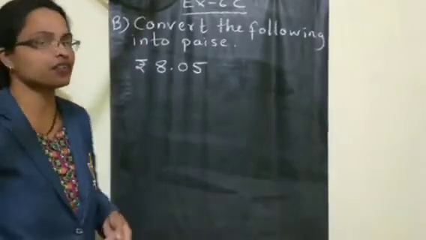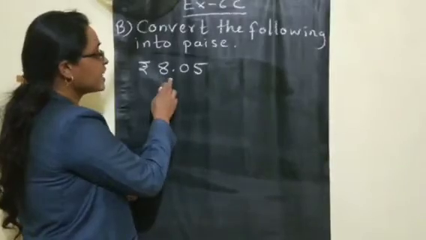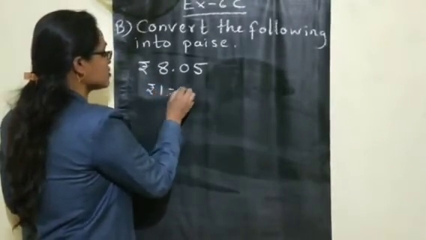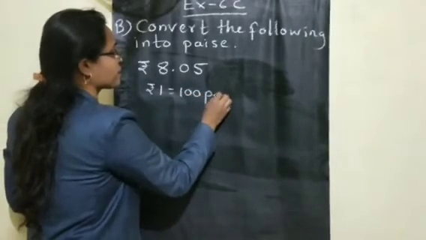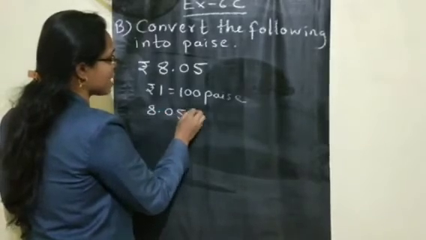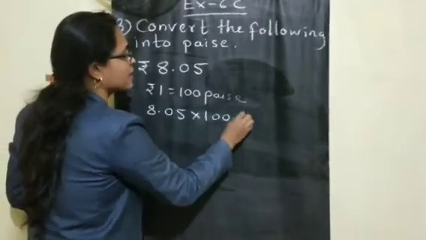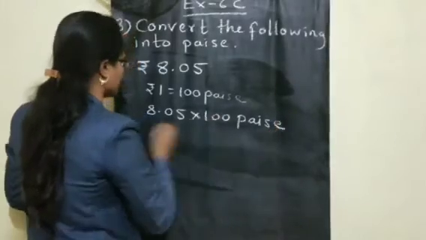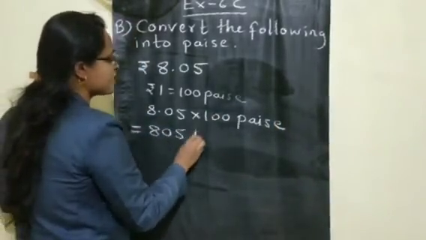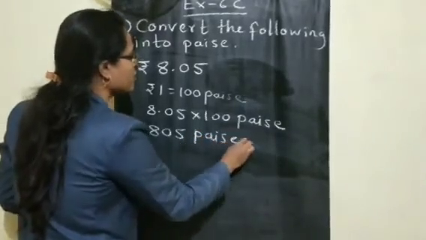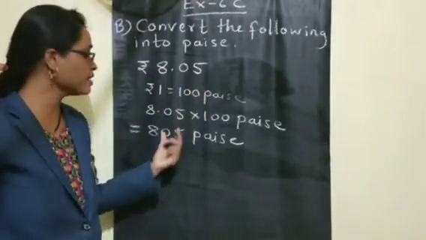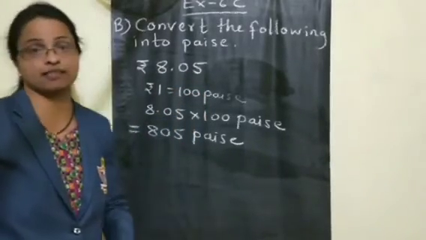Let us take, children, one more example. Again rupees 8.05 now. So, rupees 1 is equal to 100 paise. So, 8.05 multiplied by 100 paise. After multiplying, you will get 805 paise. The dot will move. That's why rupees 8.05 means 805 paise.